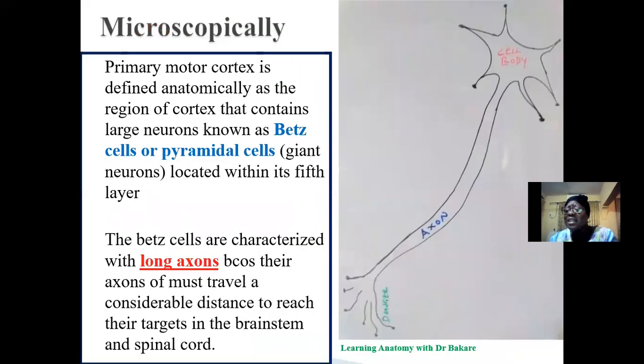Then microscopically, if we look at the histology of the motor cortex, you see a specific type of cell that is called the pyramidal cells or the bent cells. These are giant in structure, they are big, and they are seen with a characteristic long axon. And this has been shown to be necessary because they need to transfer motor stimulation that is generated in the motor cortex down to the brainstem. So they need a long axon for them to be able to execute this function.